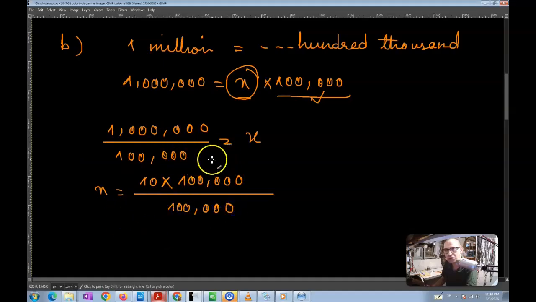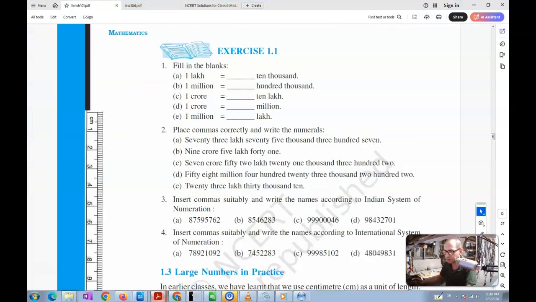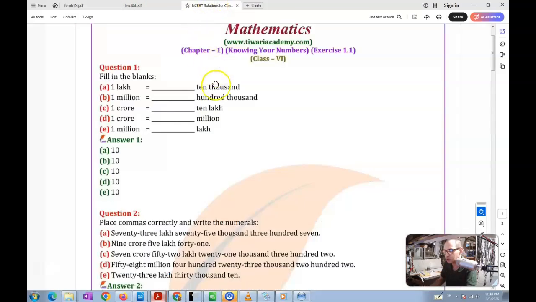And then the 100,000 I can cancel out in the numerator and denominator, and the answer is 10. Now in all of these questions that you see over here, the answer is 10, and I know that because I took a look at the solutions.